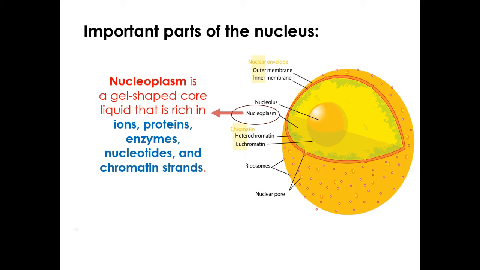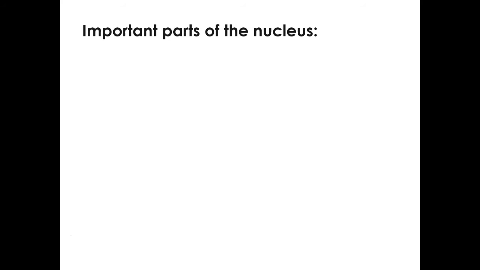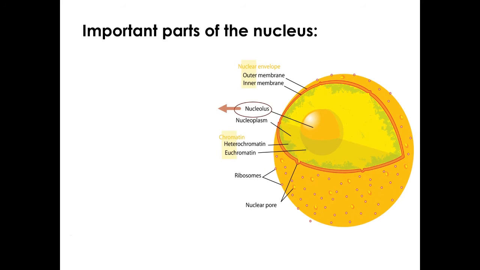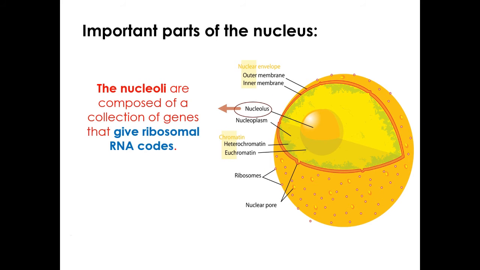And the next is nucleoplasm, which is a gel-like nuclear liquid that is rich in ions, proteins, enzymes, nucleotides, and chromatin strands. And then the last is the nucleolus, which is composed of a collection of genes that give ribosomal RNA codes.